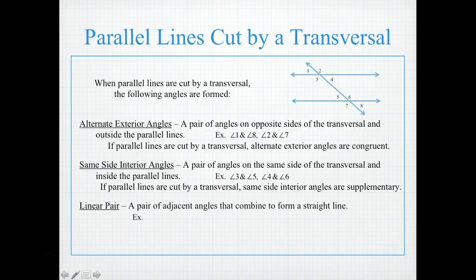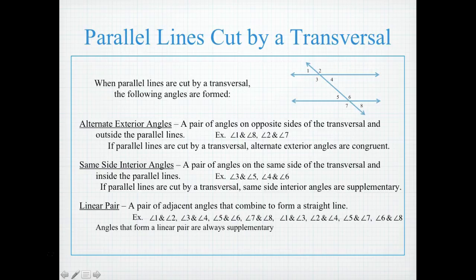Next we have a linear pair. A linear pair is a pair of adjacent angles that combine to form a straight line. Now for a linear pair, similar to vertical angles, you do not need parallel lines cut by a transversal in order to produce a linear pair. Anytime that two lines intersect, linear pairs are formed. And in this case, there's going to be quite a few of them. Angles 1 and 2, angles 3 and 4, angles 5 and 6, angles 7 and 8, angles 1 and 3, angles 2 and 4, angles 5 and 7, and angles 6 and 8. Any angles that form a linear pair are supplementary.